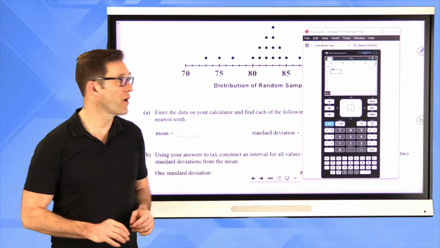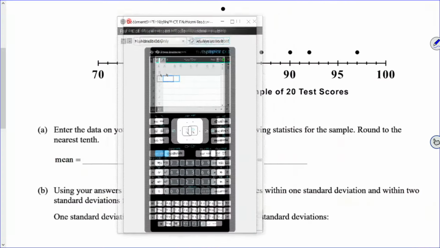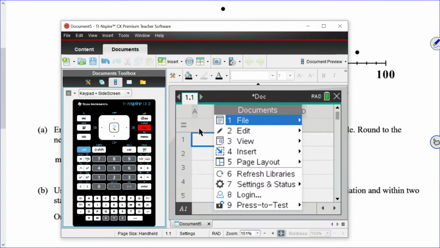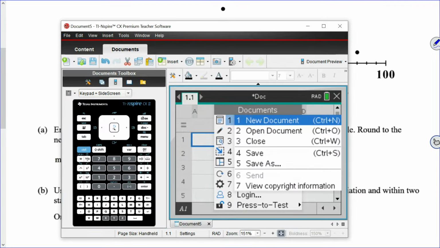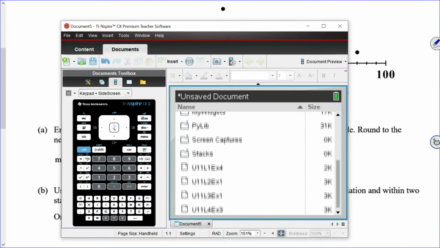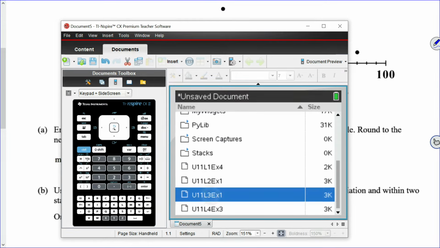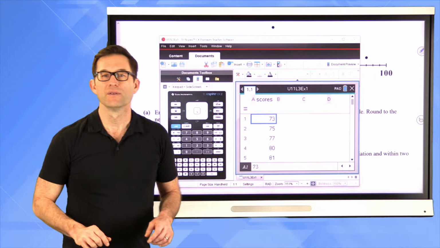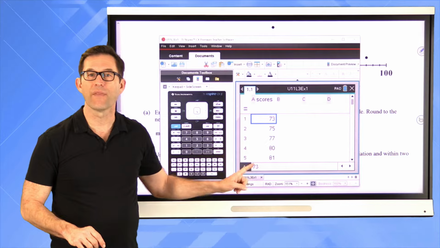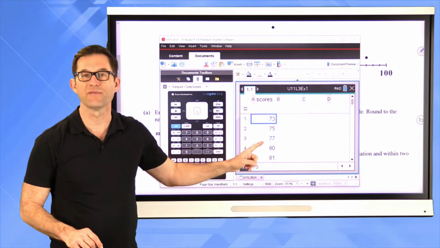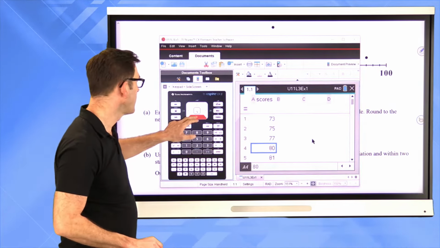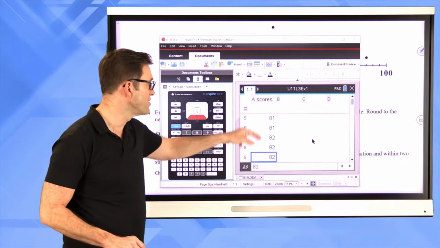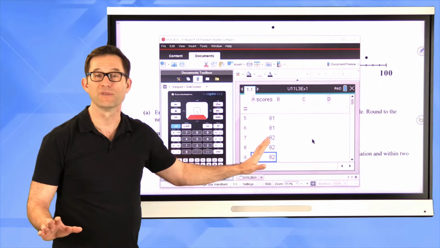All right, one of the great things about the TI Inspire is it allows me to put the data in ahead of time. As long as I open up the right program, I'm going to open up this particular document. I don't want to save my last one, and there they are, right? So these are my scores on that test, right? My 73, 75, 77, etc. In fact, if I pan down far enough, you start to see some of those repeats, right? My two 81s, my three 82s, etc.